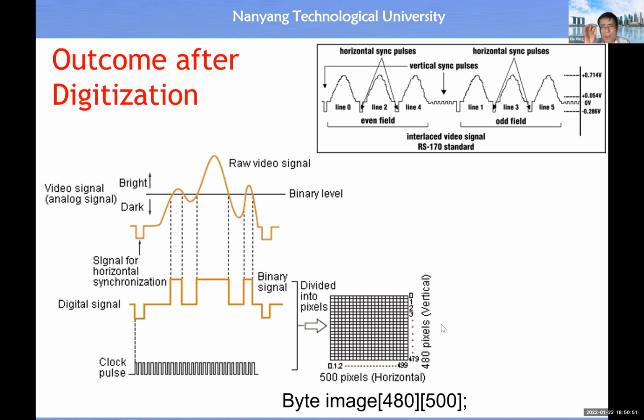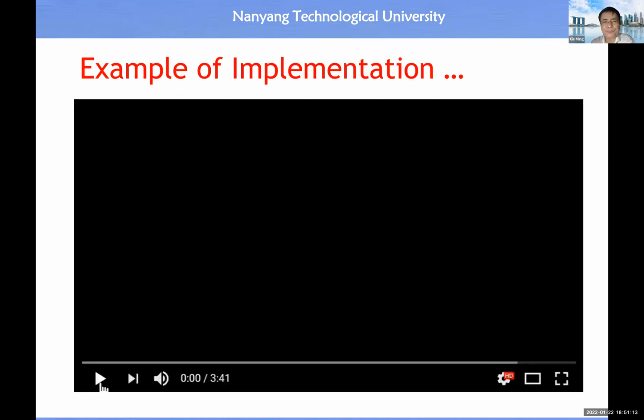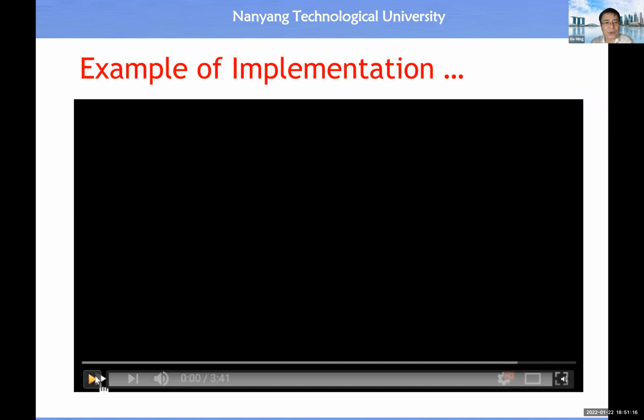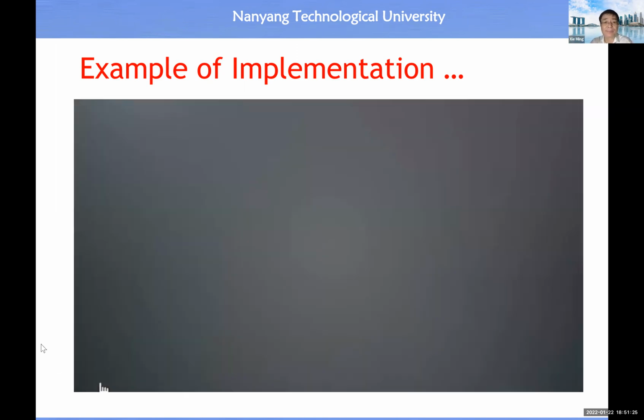And here is another piece of background knowledge about the index. In the C programming language, the index always starts from 0 to the maximum value minus 1. In MATLAB, the index always starts from 1 to the maximum number. So there's an offset of 1. This is background knowledge for you when you do programming. Okay, then this video shows you an example of the final result, which converts the incoming light into a digital image.